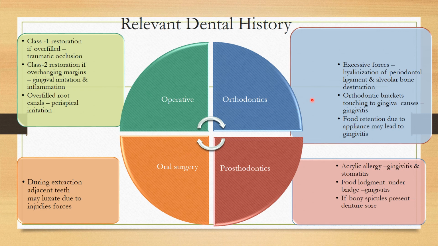In oral surgery, during extraction, adjacent teeth may be luxated by injurious forces and may develop vertical bone loss and intrabony defects. With orthodontics, excess forces usually lead to hyalinization and alveolar bone destruction. Orthodontic brackets impinging on the gingiva might cause orthodontic-induced gingivitis, and food retention due to the appliance may lead to gingivitis in patients with fixed orthodontic appliance therapy. In prosthodontics, acrylic allergy may lead to gingivitis and stomatitis, and the same for food lodgement under a bridge. If bony spicules are present, it might lead to denture sores.